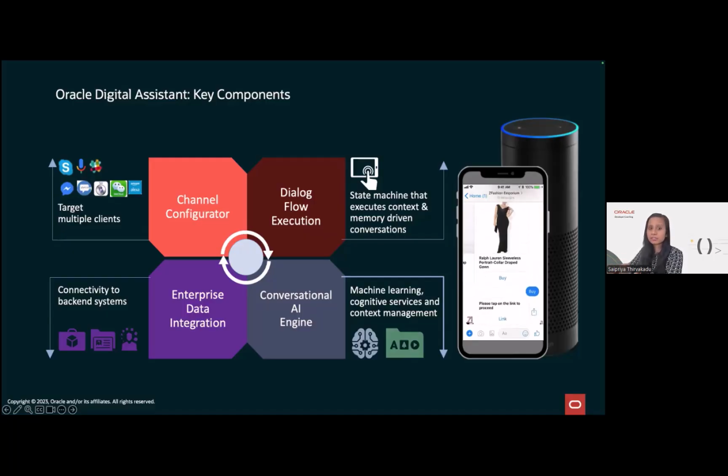We also have something called enterprise data integration. What does it mean? You can deploy the chatbot and configure it with your backend system. Here, the backend system can be an SCM system or HCM system or any third-party system in general, which has the REST endpoints enabled. And the most important aspect of why we all use digital assistant is the conversational AI platform.